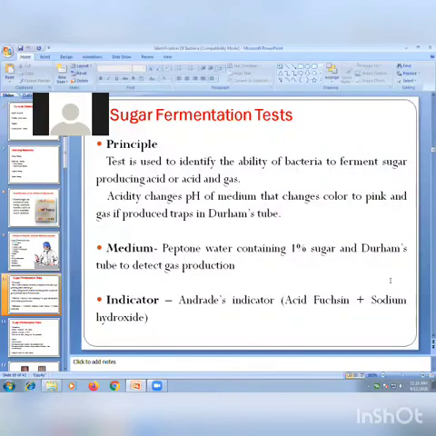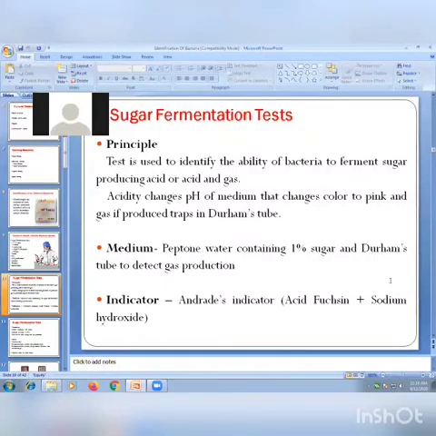So in sugar fermentation, 4 sugars are always used: glucose, lactose, sucrose, and mannitol. These 4 sugars are compulsory, and whenever necessary, a few other sugars are added. But these 4 are compulsory in a panel: glucose, lactose, sucrose, and mannitol.